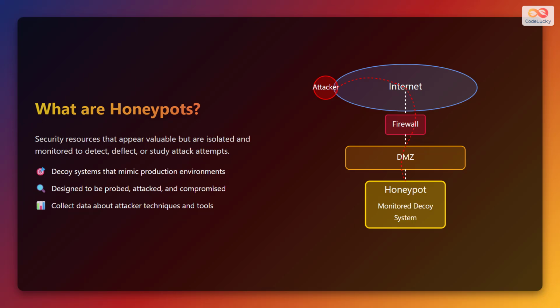So, what exactly are honeypots? Well, simply put, they are security resources that appear valuable but are actually isolated and monitored to detect, deflect, or study attack attempts. Imagine them as decoys set up to attract and trap potential attackers. Honeypots mimic production environments, which means they look like real systems that an attacker might want to target. The key idea is that they are designed to be probed, attacked, and even compromised. By watching what the attackers do, we can collect data about their techniques and tools, giving us valuable insights into how they operate.